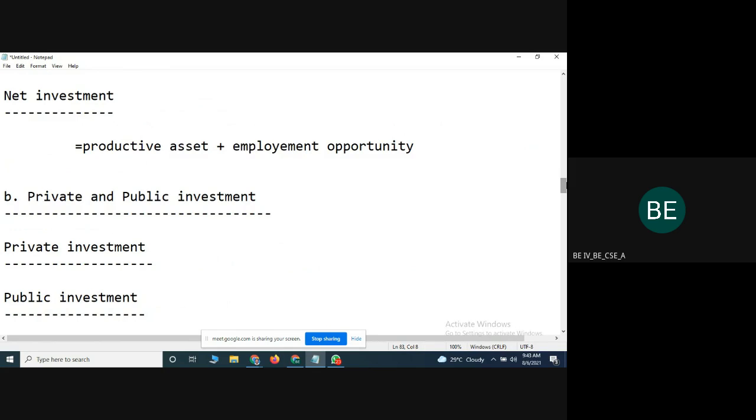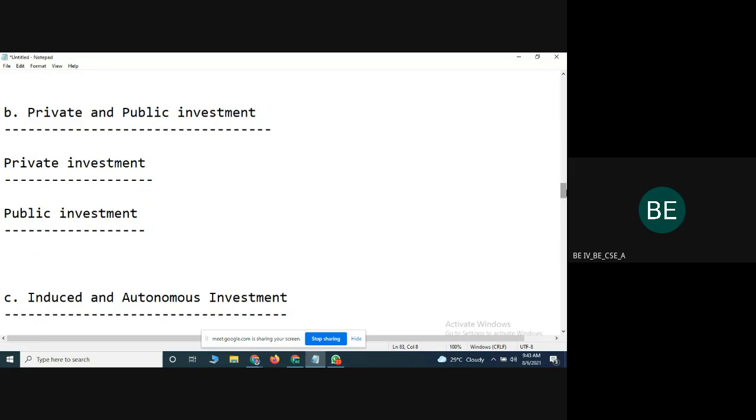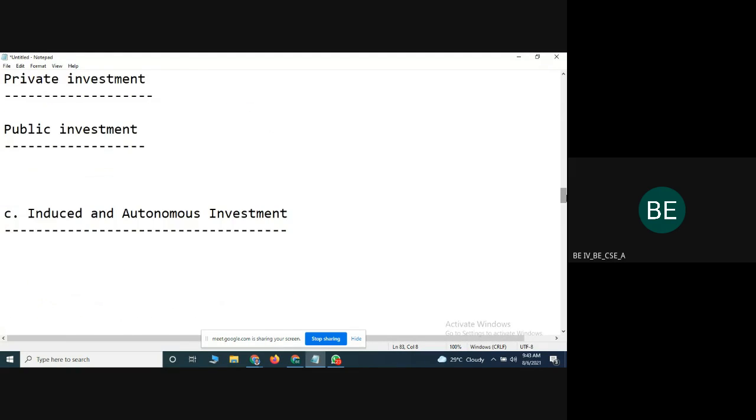Next we talked about private investment and public investment. Private means an individual person or corporate person invests money in a certain asset, and from this they earn money. It's called private. Similarly, public: the government invests money in buying assets and acquiring certain departmental things, and from this they earn profit. It's called public investment.